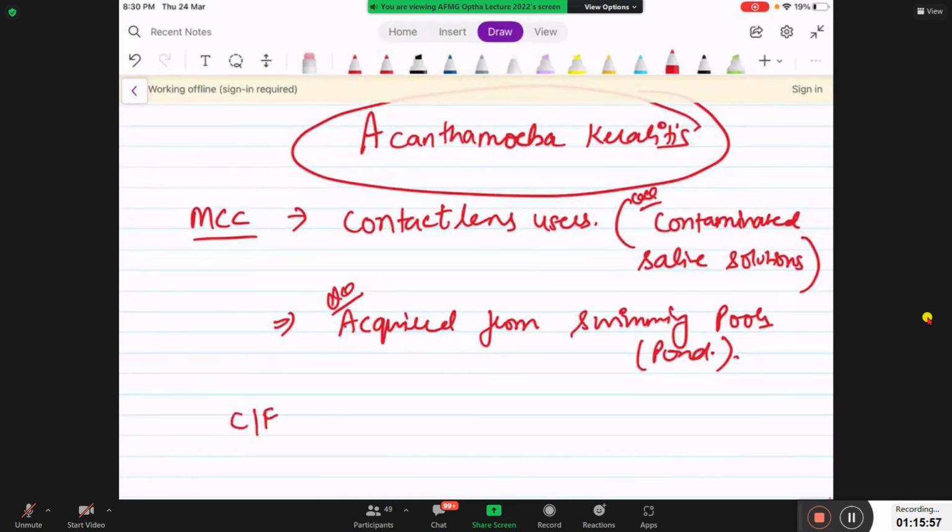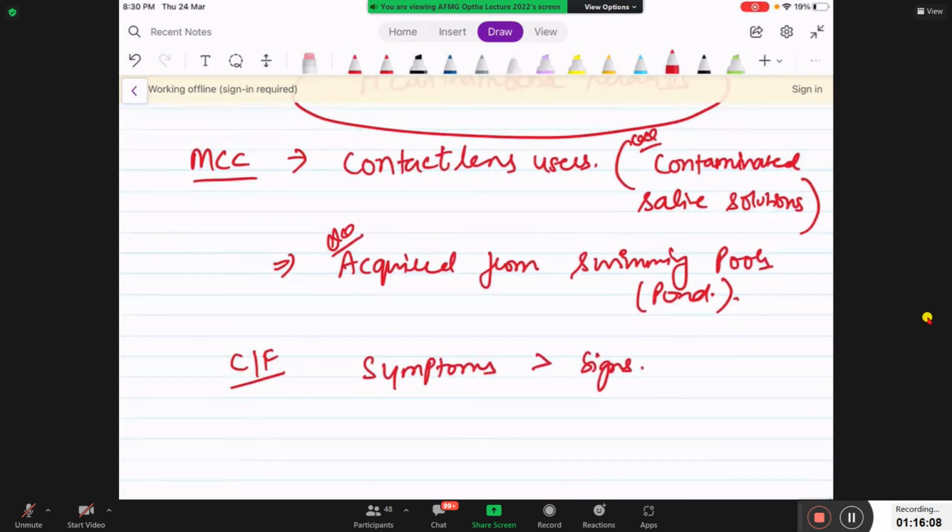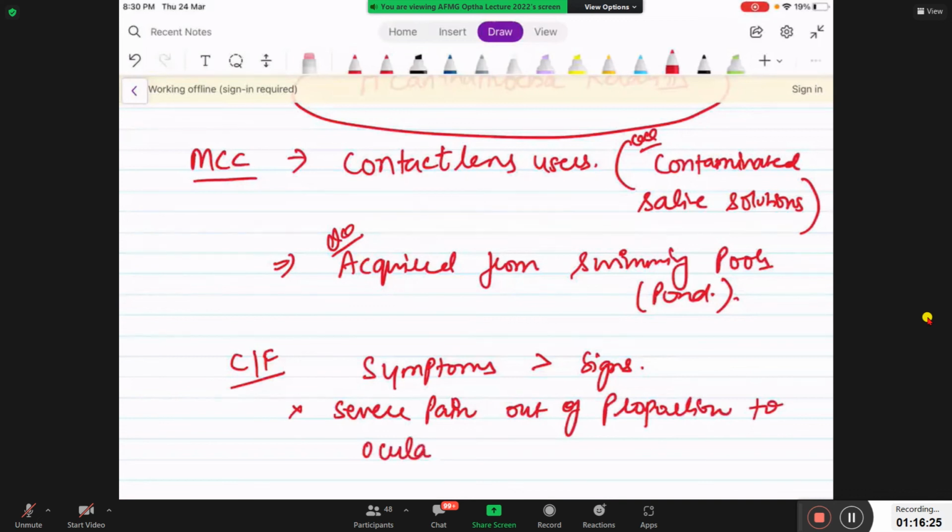Coming to clinical features. Again, the symptoms are more than signs. The patient presents to you with very, very severe pain, which is out of proportion to ocular involvement.